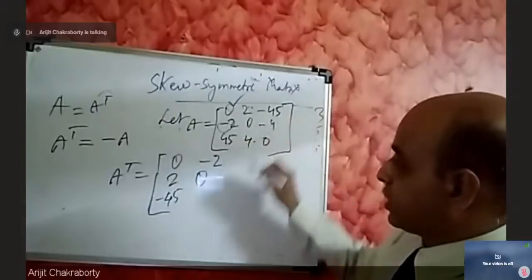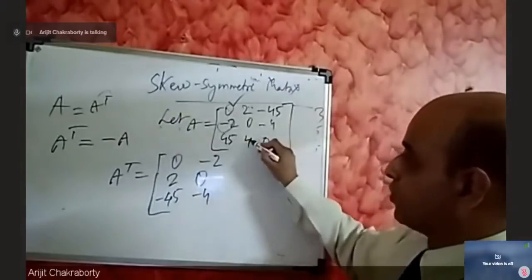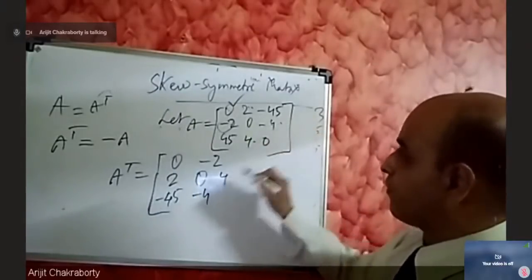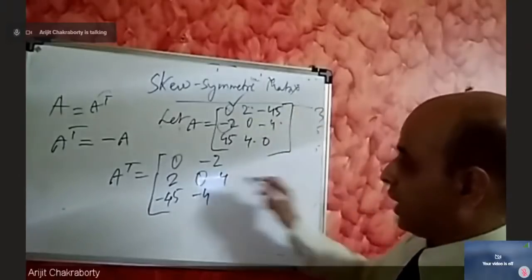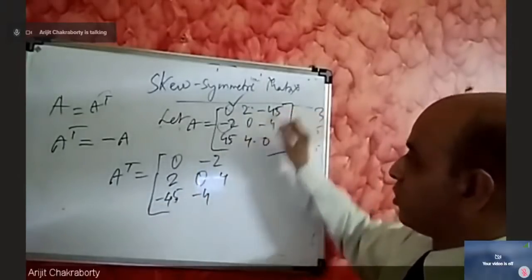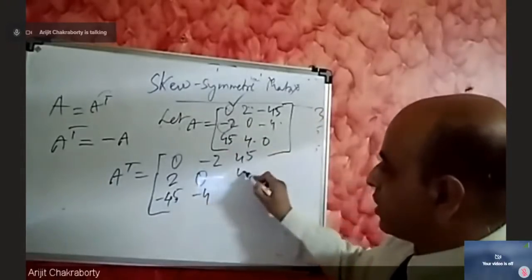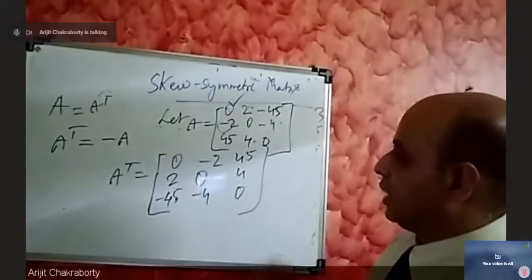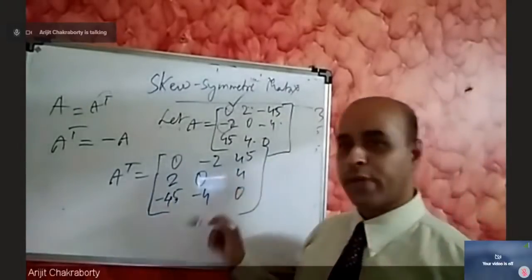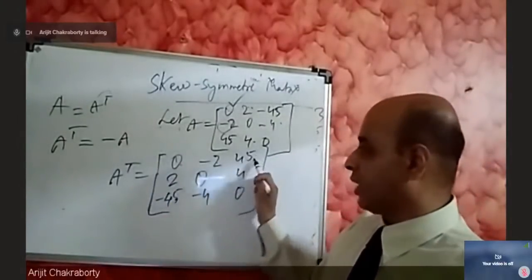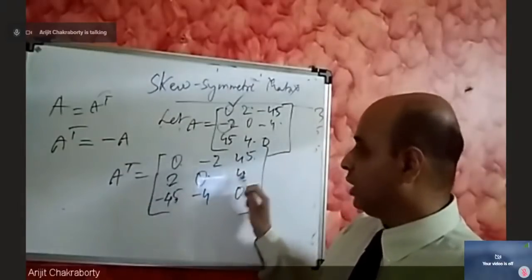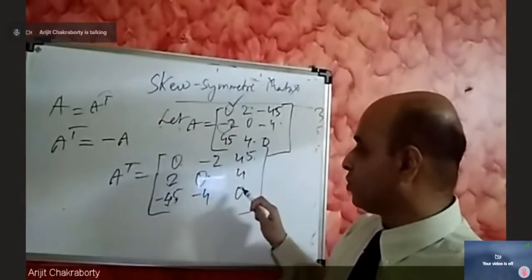This minus 4 comes here, so it becomes minus 4. This 4 comes here, it becomes 4. Minus 45 has already interchanged and this 45 goes here. So it becomes 45. So 45, 4 and 0. If you see the transpose matrix: 0, minus 2, 45, 2, 0, 4 and minus 45, minus 4, 0.